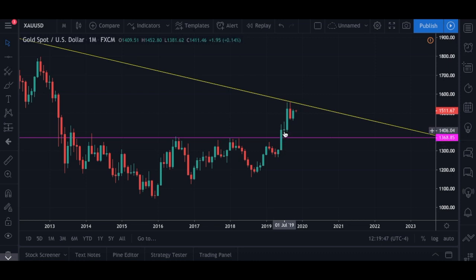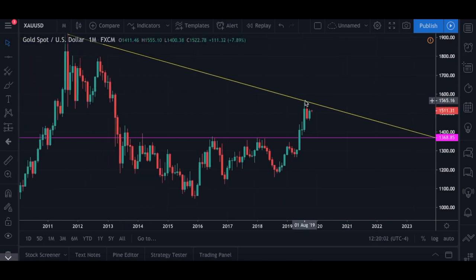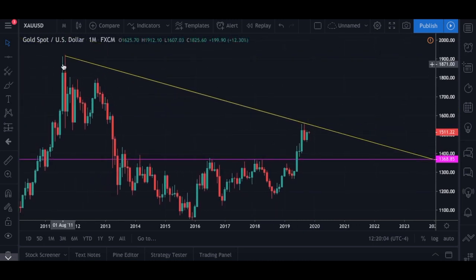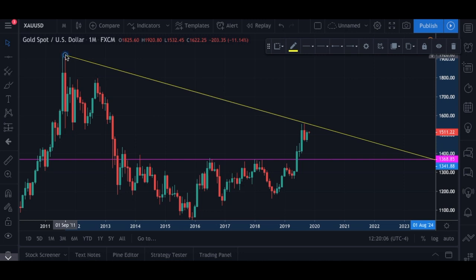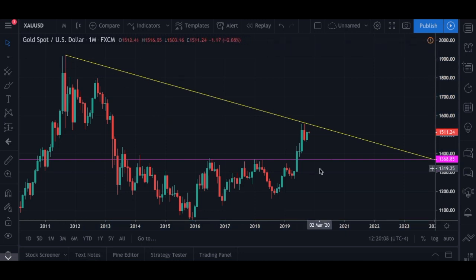Yes, July's candle had formed a doji of some sort, so it had come back and tested this area that it had broke, which price usually does, and then it continued going up for the next few months. So that's where we're at. And when I draw this trend line, it's a descending trend line that I have drawn.